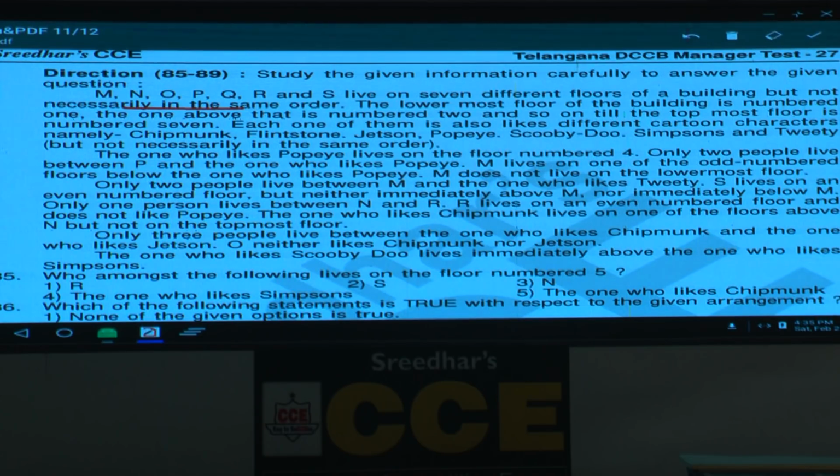The lowermost floor of the building is number 1, the one above that is number 2 and so on till the topmost floor is number 7. And each one of them also likes a different cartoon character, namely Chipmunk, Flintstone, Jetson, Popeye, Scooby-Doo and so on, isn't it? In total 7 persons, they like 7 different characters and they are living on 7 different floors. Now we need to identify who is living on which floor and the character he likes.